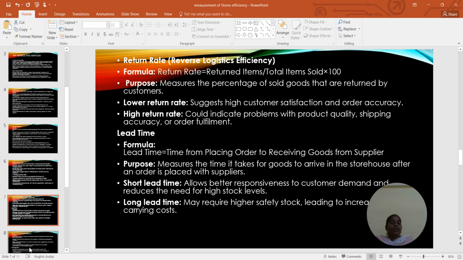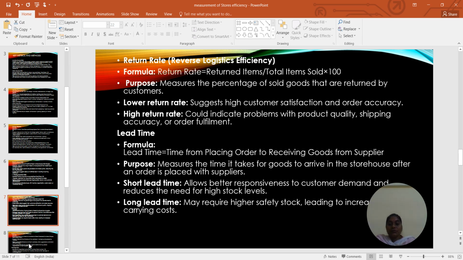A short lead time always represents better responsiveness to customer demand and reduces the need for higher stock levels. A long lead time may require higher safety stocks, leading to an increase in carrying cost or holding cost of the inventory. So lead time is calculated as the time from placing the order to receiving the goods from the suppliers.